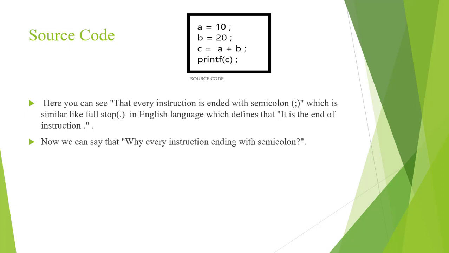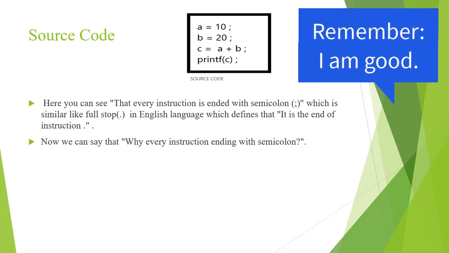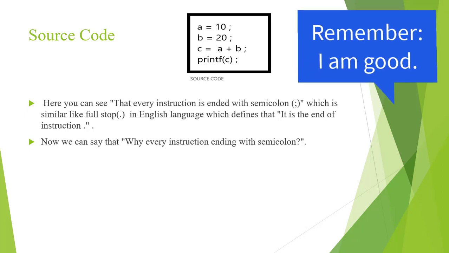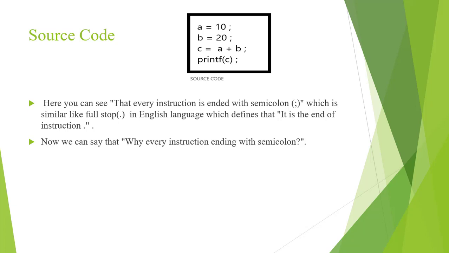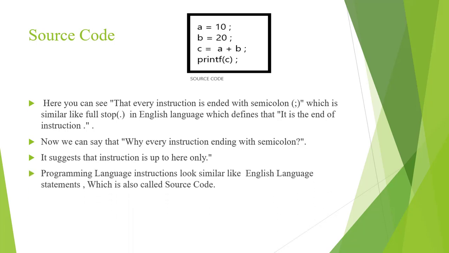Why does every instruction end with a semicolon? To separate certain instructions, like a equals 10 is an instruction and b equals 20 is another instruction. You can separate them by placing a semicolon. So a equals 10 is a single instruction, and this instruction is up to the semicolon only. Programming language instructions look similar to English language statements, which is why it is also called source code, right?